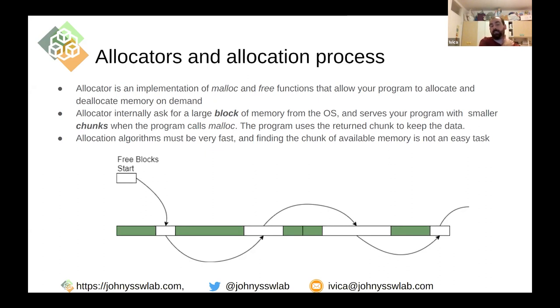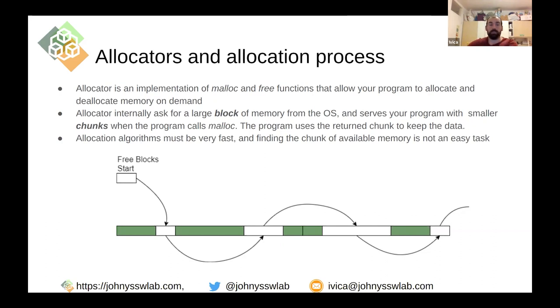So the allocator as a component internally asks for a large block of memory from the operating system. Typically the allocator will ask for 1 megabyte, 4 megabytes, 10 megabytes of memory in a block. And then it will chunk out small pieces of memory when you request them. For example, if you request a memory chunk which is 24 bytes in size for one instance of your class, malloc will return that, taking it from the large memory block it got from the operating system. This process of allocation needs to be fast, and finding the chunk of the right size inside this big block is not an easy task. If you want to do it fast, you need to do it cleverly.